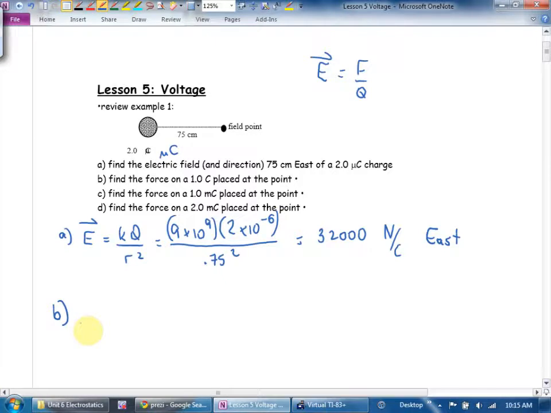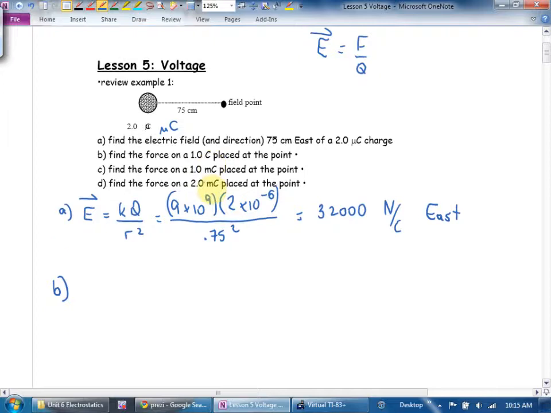It says, find the force on a 1 Coulomb charge placed at that point. So if I want to find the force, put your pencils down and look up. I could do this, not going to, but I could. Where k is 9 times 10 to the ninth, Q1 is 2 times 10 to the negative 6, Q2 is 1 Coulomb, huge charge, divided by R squared. There is a shortcut, though. Because I know the electric field, I can go straight to this.